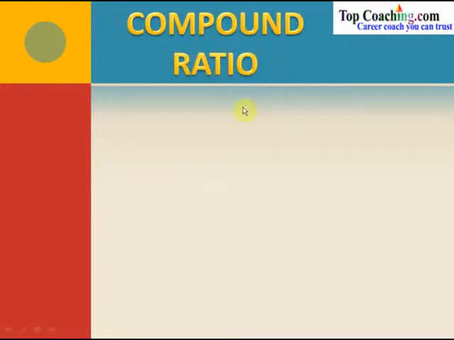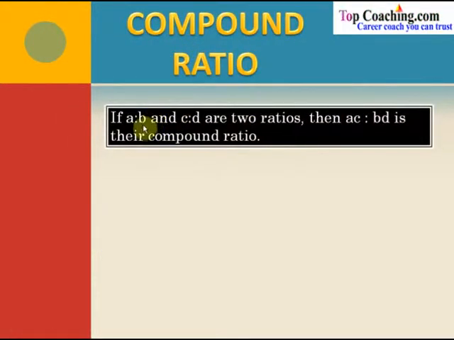Now what is compound ratio? If A is to B and C is to D are the two ratios, then AC is to BD is their compound ratio. Compound ratio is actually the multiplication of two ratios. So if we have a ratio A is to B and similarly we have a ratio C is to D, then if we multiply them we get the ratio AC is to BD, and this is known as the compound ratio. It's simply the multiplication of two ratios.